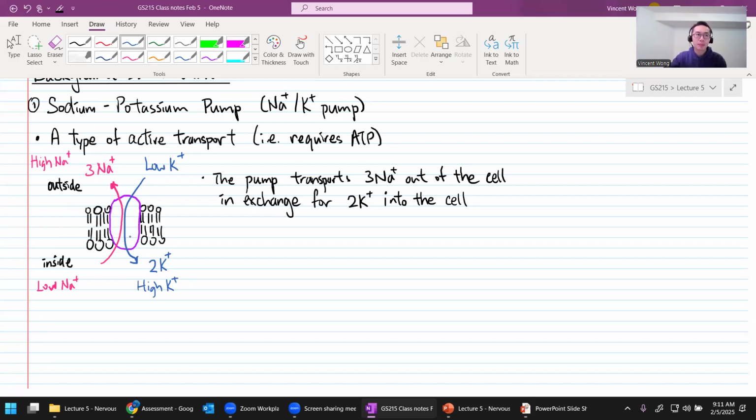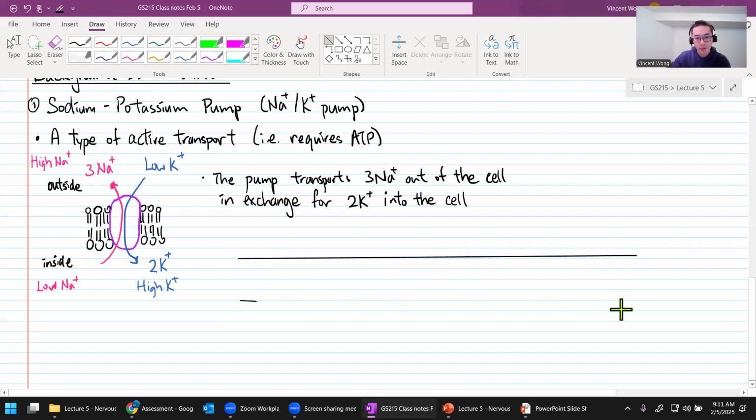Now, I want you to think about this, and really think about it, because it will set the stage for you to understand the rest of the note. If we do this along the entire cell, so this is the axon.